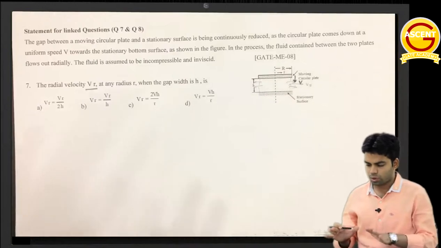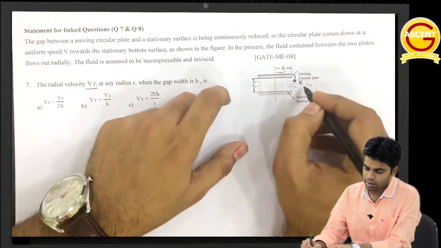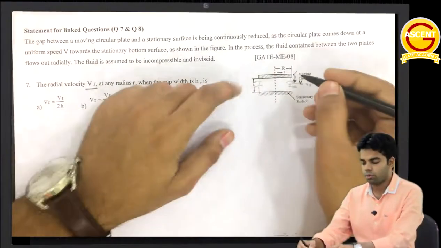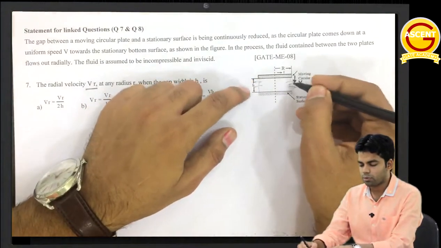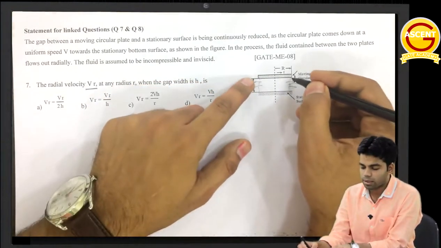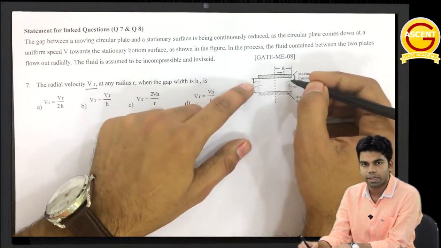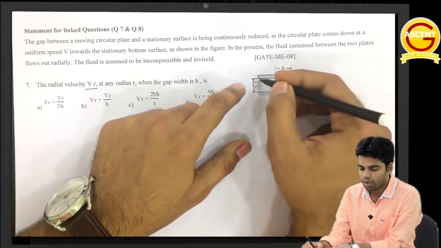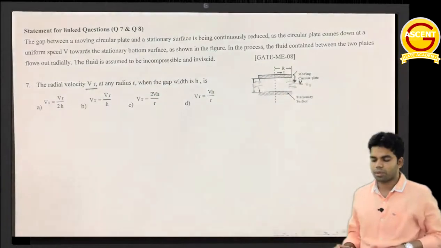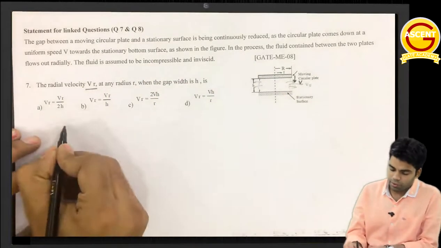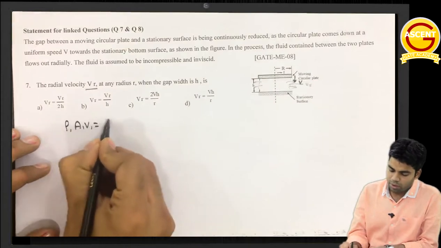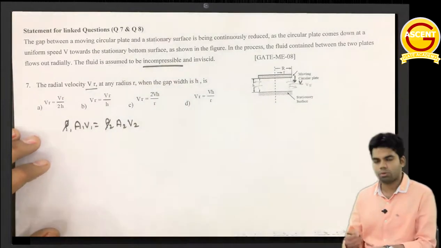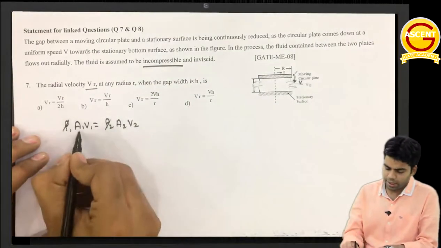Now one thing is for sure, that when this plate is coming down and this fluid is moving outward, we can put the continuity equation, because whatever fluid is removed, the same fluid will come out. Whatever fluid is removed because of this moving circular plate, that same fluid will come out of this cylindrical surface. If I assume this as cylindrical, the same fluid will come out of this. If I put the continuity equation, it says rho 1 a1 v1 should be equal to rho 2 a2 v2. Now because it is an incompressible fluid, rho 1 and rho 2 will cancel out, rho 1 is equal to rho 2. What we get is a1 v1 equals a2 v2.